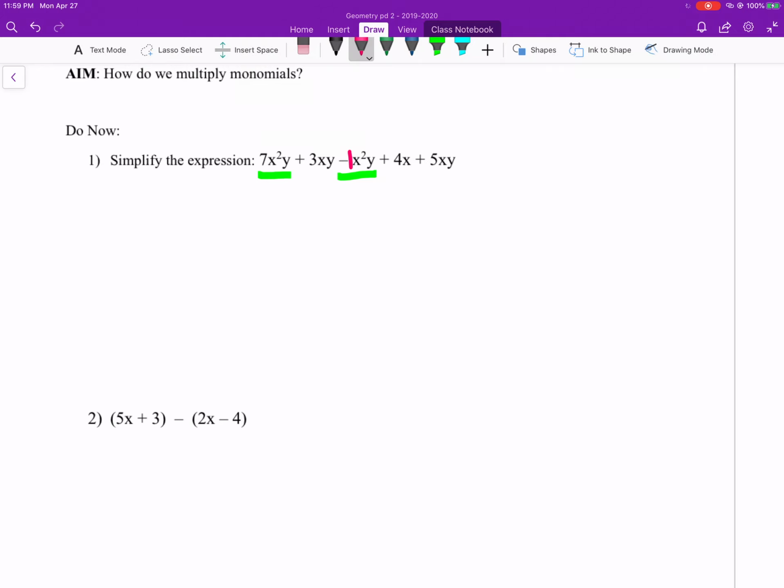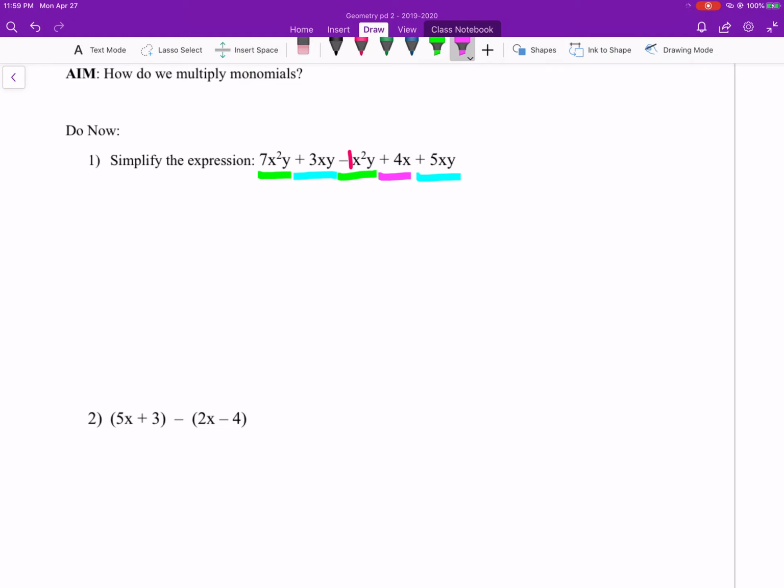Now there's no other terms that have x squared y exactly. But there is something right here, 3xy. Are there any terms that have xy exactly? So x to the first power, y to the first power. There is, which would be 5xy. And then there's another term on the end here, 4x. Now that doesn't have any like terms. There's no terms that have exactly x.